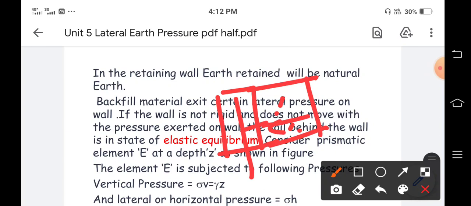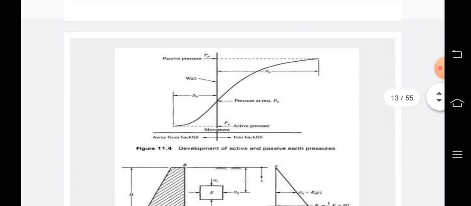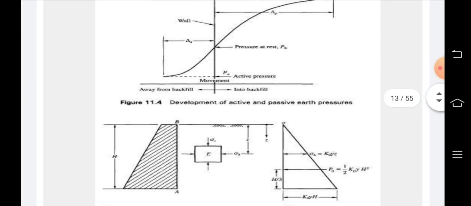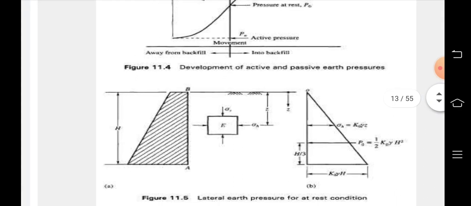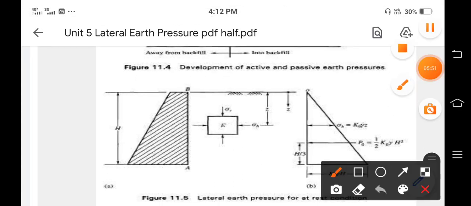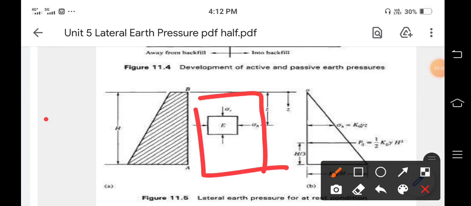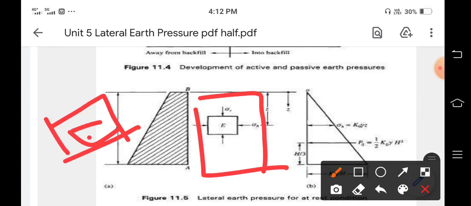So now we are considering one element, that is element E. Suppose this is our retaining wall. Now we are considering one soil element, because all of this is soil. This soil element E is subjected to two kinds of pressure, because we know that in any soil element there exist two kinds of pressure. First is vertical, second is horizontal.